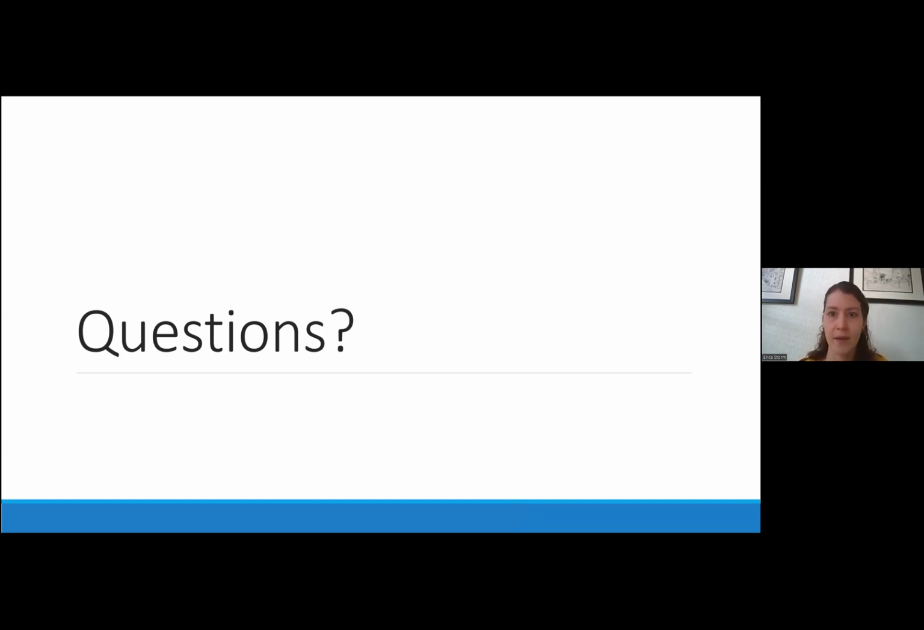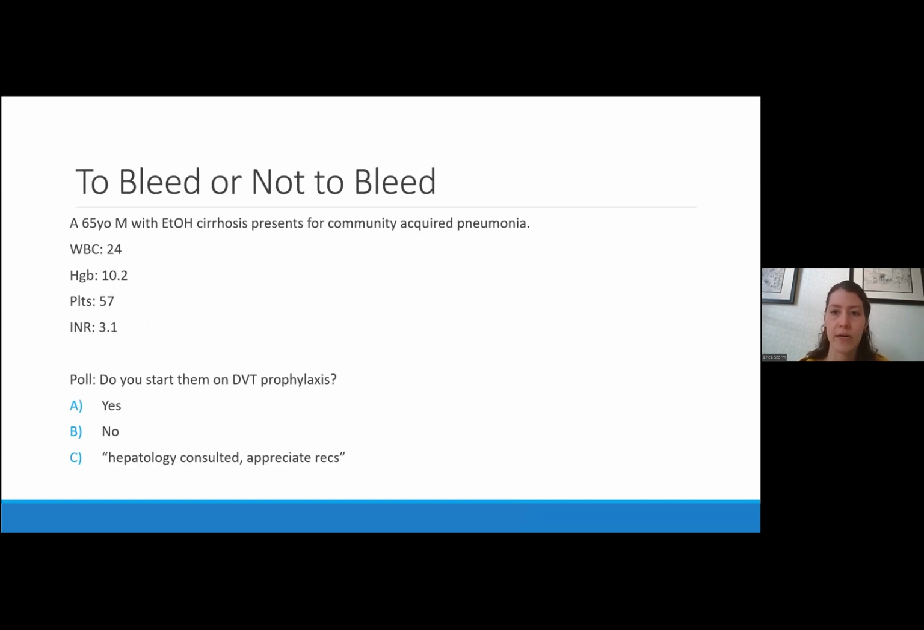Okay. So going through a couple things, the next poll is about coagulopathy. You have a patient who has cirrhosis, but is actually coming in for community-acquired pneumonia. They have a white count, their anemia is kind of more in the inflammatory infectious setting, but their platelets are 57 and their INR is 3.1. It's 11 o'clock at night. You just need to throw in some admission orders. Are you going to start this patient on DVT prophylaxis?